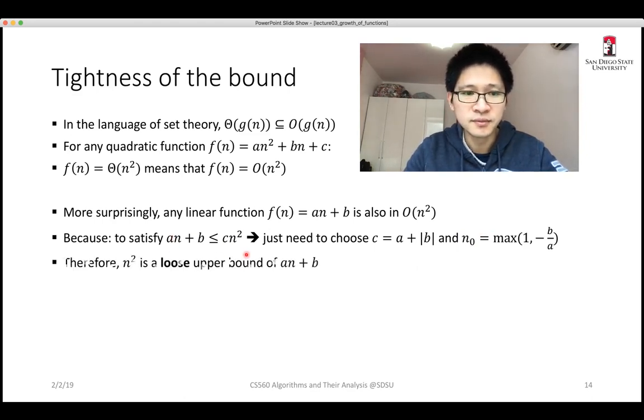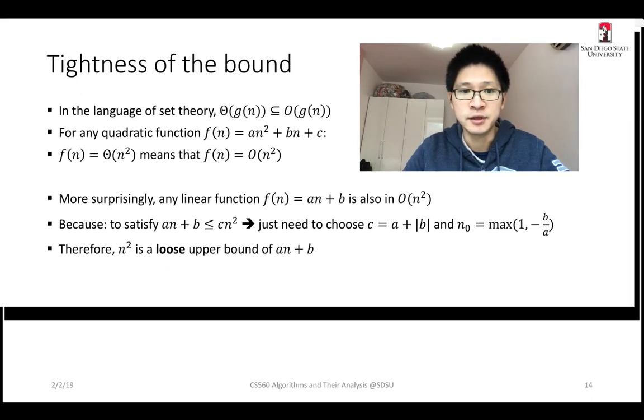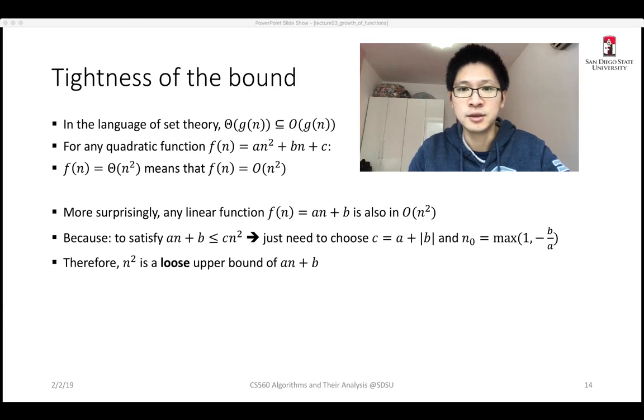Therefore, in this case, n squared is a loose upper bound for a times n plus b, right? Because n squared doesn't give a lower bound on this linear function. It's just a very loose upper bound. It makes sure that the linear function will never outgrow the quadratic function, but a quadratic form is never a lower bound for a linear function.